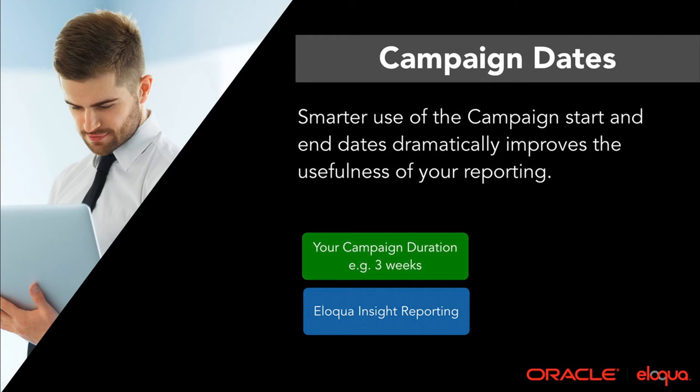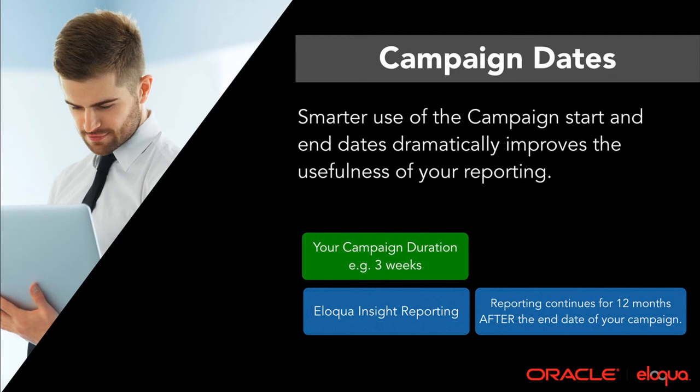So in this example, if you're running a campaign that is for 3 weeks, the insight reporting will obviously work for that entire period. But what we need to understand is once your campaign finishes, Eloqua continues to capture information, any behavior, email click-throughs, downloads, opens, etc., for 12 months after the end date of your campaign. If your campaign is quite simple and it might really only go for 2 or 3 days, and today is Tuesday the 22nd, so you launch the campaign today and it finishes on Thursday, there's no reason the end date for your campaign needs to be November 2017.